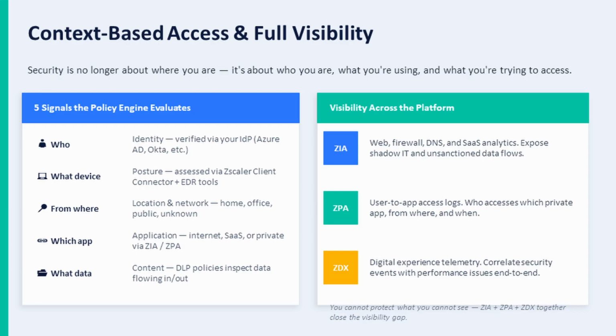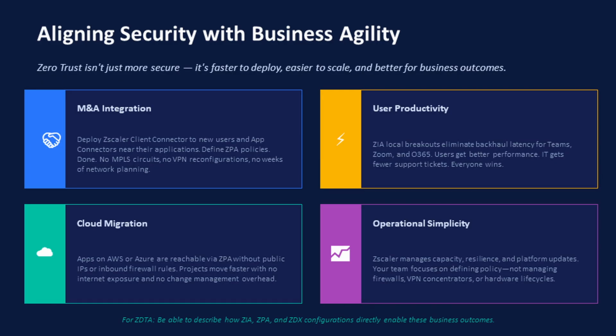Second, visibility. You can't enforce policy on things you can't see. ZIA exposes shadow IT and unsanctioned SaaS usage. ZPA tells you exactly which private apps each user is accessing and from where. ZDX closes the loop by correlating that security telemetry with performance data. For the exam, understand that these 3 services are not independent silos. They're a unified visibility and control plane, aligning security with business agility.